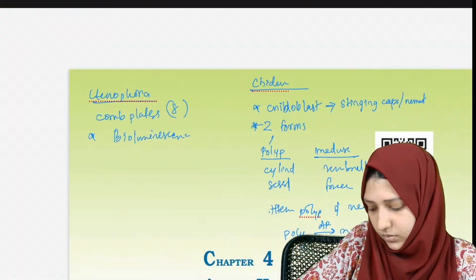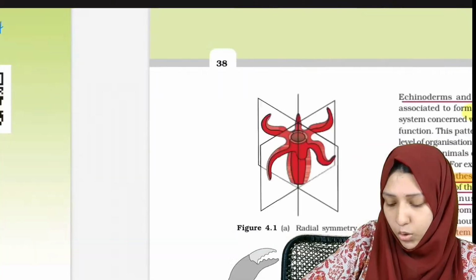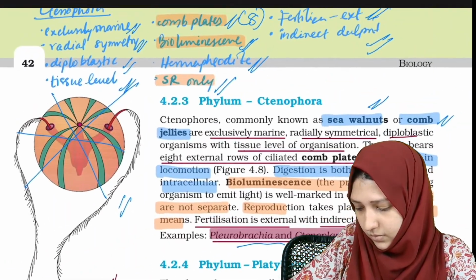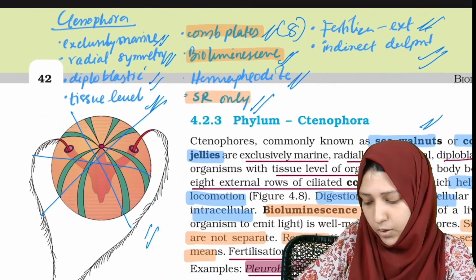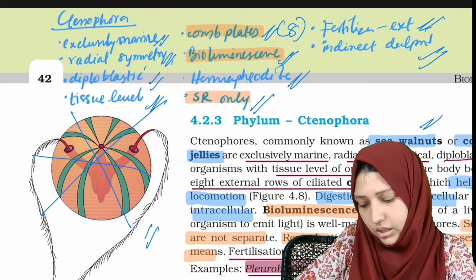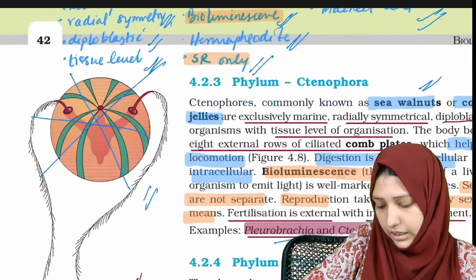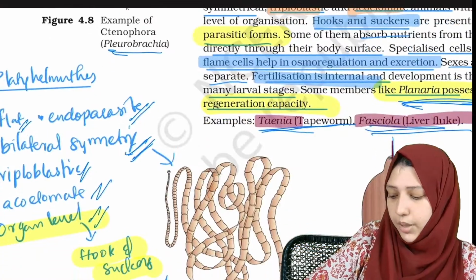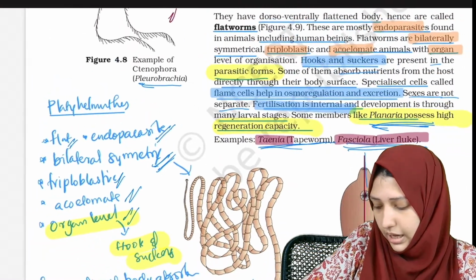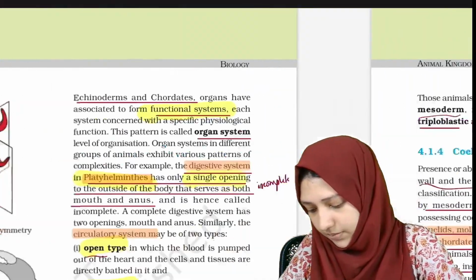Okay. They were having diploblastic radial symmetry. They were having radial symmetry and comb plates, bioluminescence, and they showed sexual reproduction only. Okay, clear? That was about Ctenophora. And coming into Platyhelminthes. Platyhelminthes are endoparasites. Then they were triploblastic.